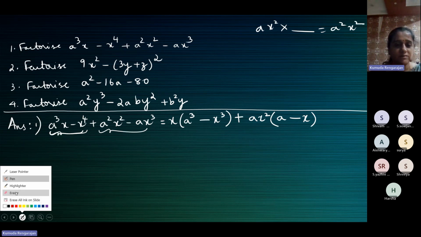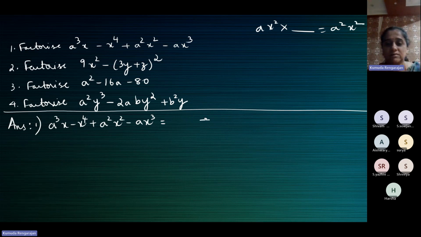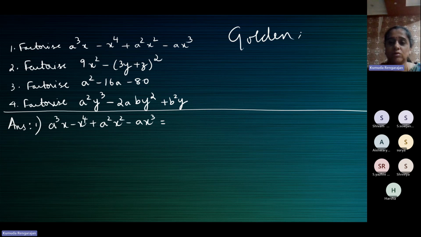No, the question is right. I made an incorrect start. The golden rule we forgot. Whenever there's something common, take out the common factor. I'm sorry, children, we'll just go back on the answer. So I've always mentioned this golden rule. Whenever all the terms have something in common, take out the common factor. So now all these four terms, a cubed x, x to the power 4, a squared x squared, and ax cubed have x in common.